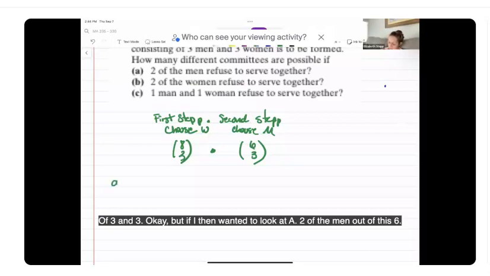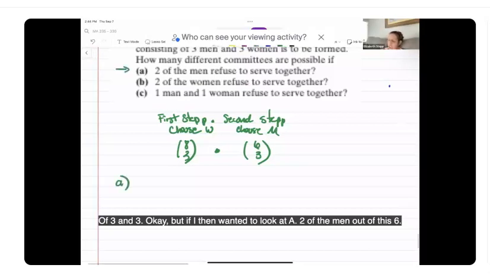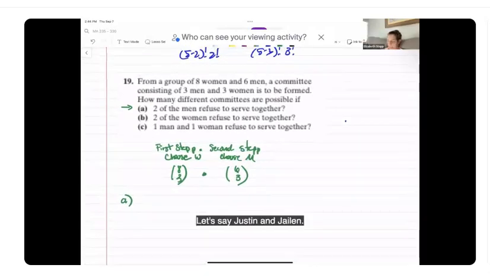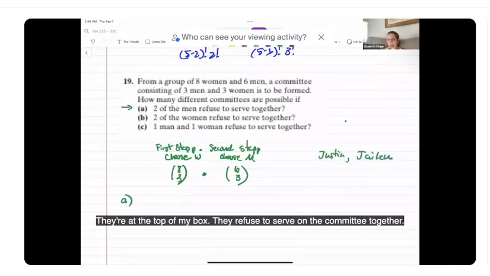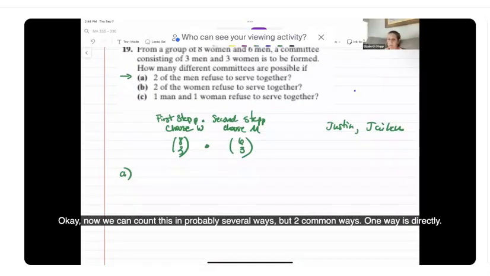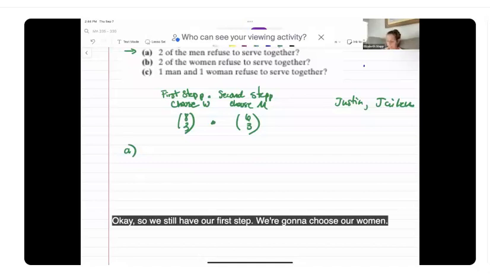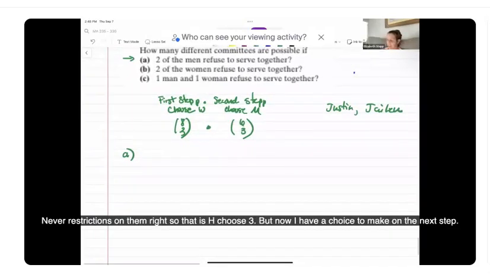Okay, but if I then wanted to look at A, 2 of the men out of this 6, let's say Justin and Jalen, they're at the top of my box, they refuse to serve on the committee together. Okay? Now we can count this in probably several ways, but 2 common ways. One way is directly. Okay, so we still have our first step. We're going to choose our women. No restrictions on them, right? So that is 8 choose 3.